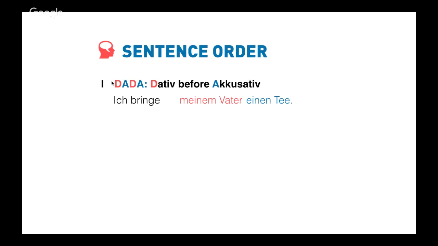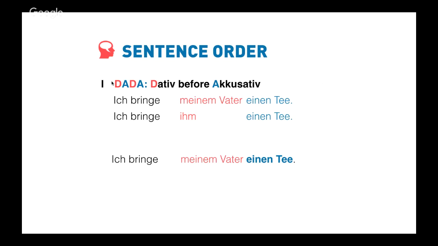Ich bringe meinem Vater einen Tee. Dative, meinem Vater, comes before accusative, einen Tee. And even if I have a personal pronoun, ihm, him, I bring him a tea, the dative still comes first. So I call this da-da. It's easier to remember. Dative before accusative. Now take a look at the following examples, and maybe you can see or create a rule for yourself for the exception.